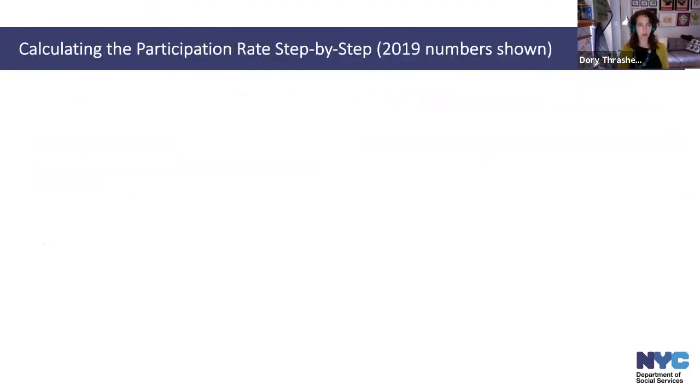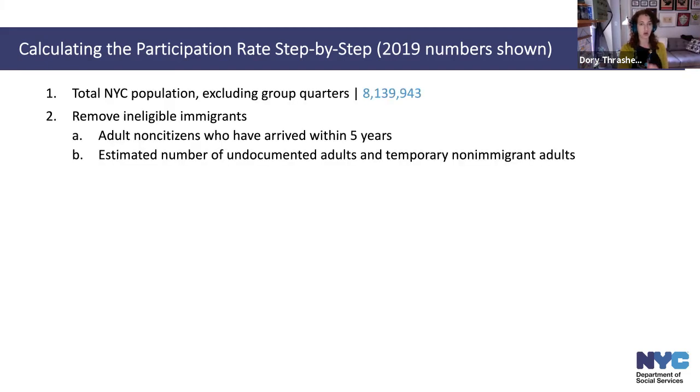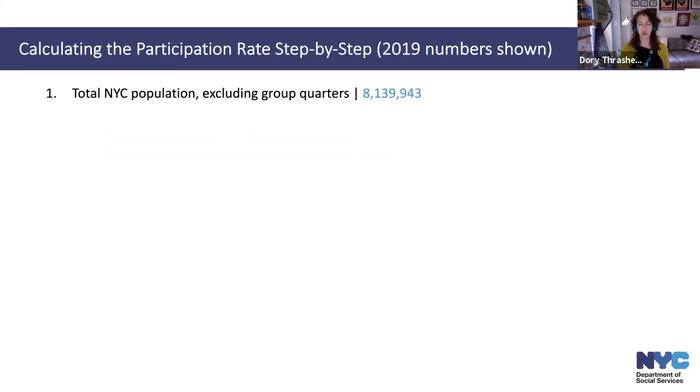Okay, so now I'm going to go through step by step how we calculate the denominator for the SNAP participation rate using our ACS data. Basically, we remove ineligible people from the data and then we count the eligible out of the remainder. It kind of looks like this. So we start with the total New York City population, excluding group quarters, because poverty is not calculated for people who live in group quarters, which gets us 8.1 million people.